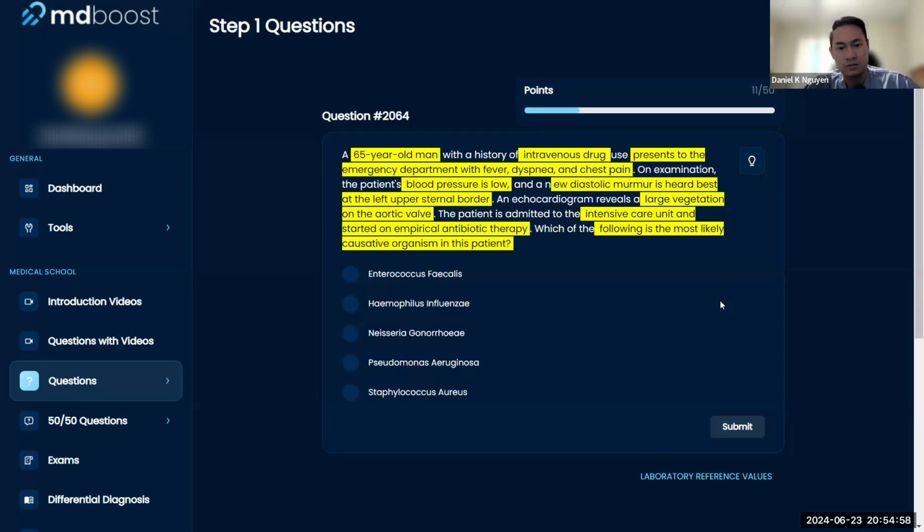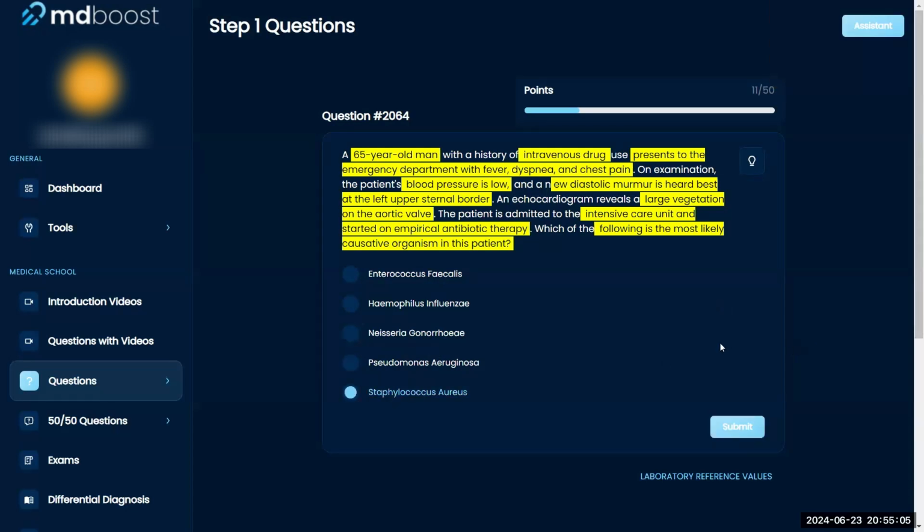So usually with this, it's Staph aureus. However, I'm a little bit skeptical just because of the aortic valve, but I'm going to keep it at that because nothing else makes sense here.